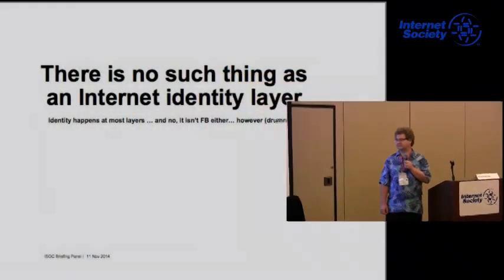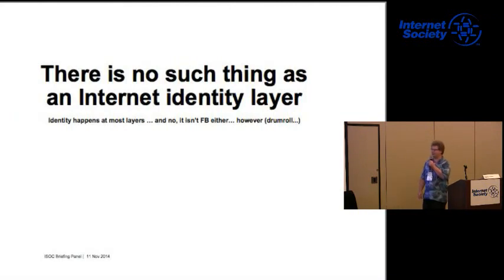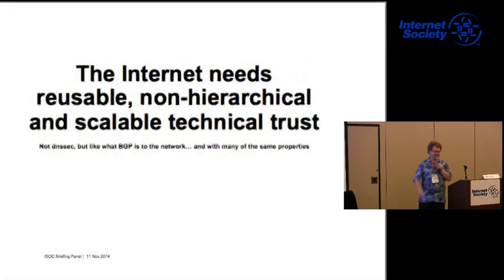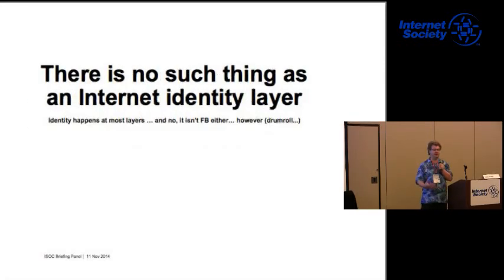Next slide. Jeff said it needs to be repeated. There is no such thing as an internet layer. People have made claims like Facebook is the internet identity layer for the internet. That's not at all true. Jeff wants me to say that PayPal is the... never mind. But there's certainly no such thing as a layer for identity on the internet. It occurs on all layers.